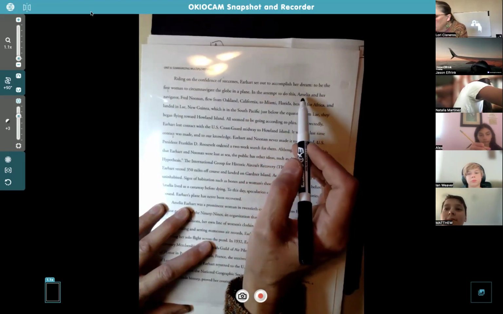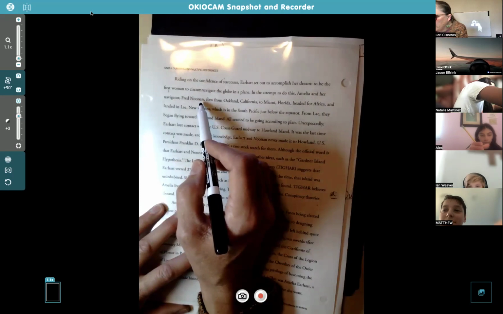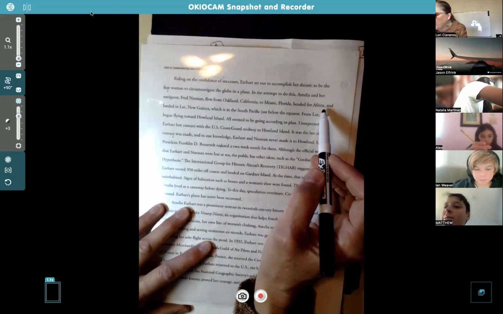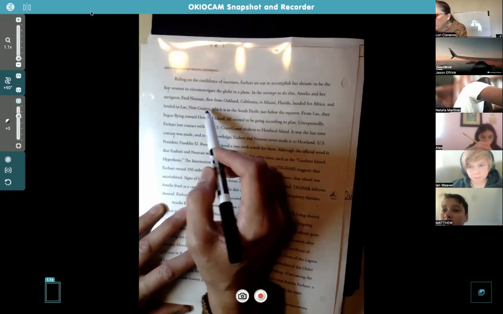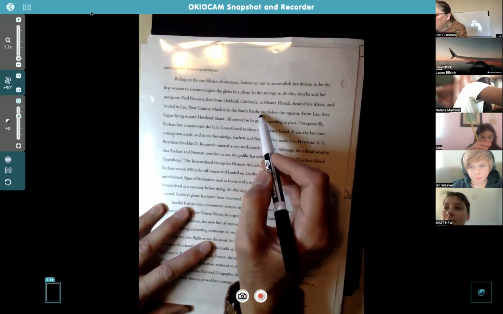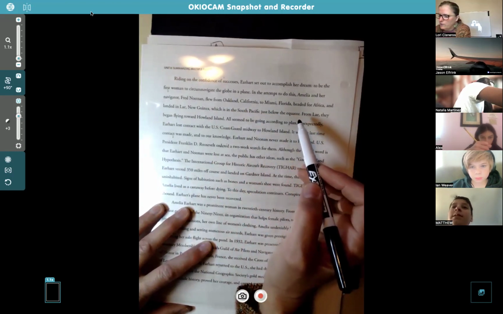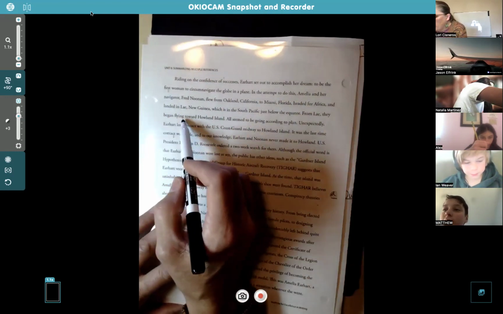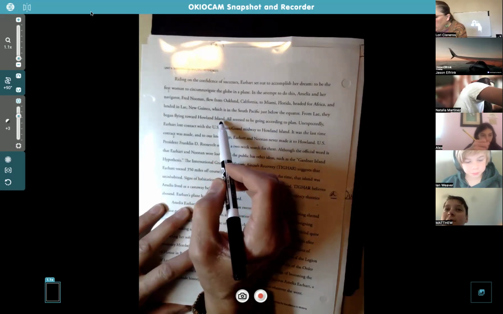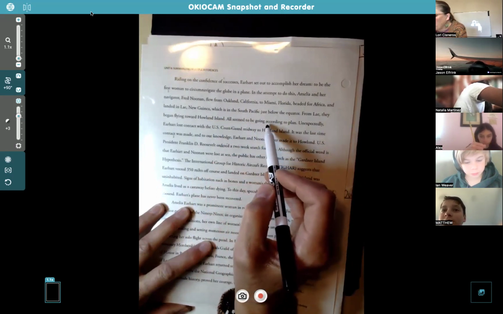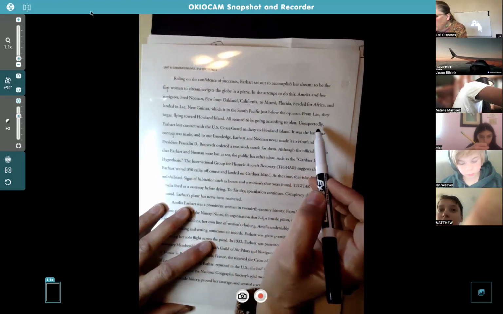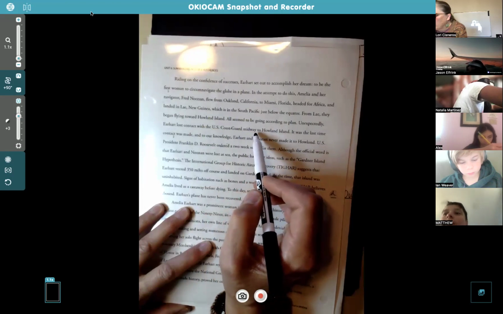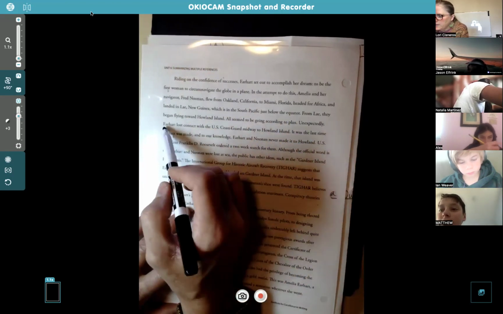In the attempt to do this, Amelia and her navigator, Fred Noonan, flew from Oakland, California to Miami, Florida, headed for Africa, and landed in Lae, New Guinea, which is in the South Pacific just below the equator. We already have that information, so I'm going to keep going. From Lae, they began flying toward Howland Island. All seemed to be going according to plan. Unexpectedly, Earhart lost contact with the U.S. Coast Guard midway to Howland Island. I'm going to underline that.